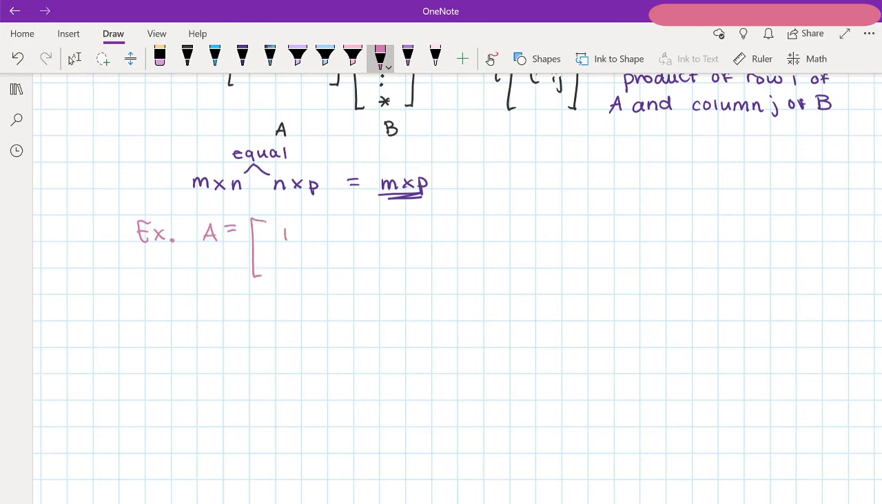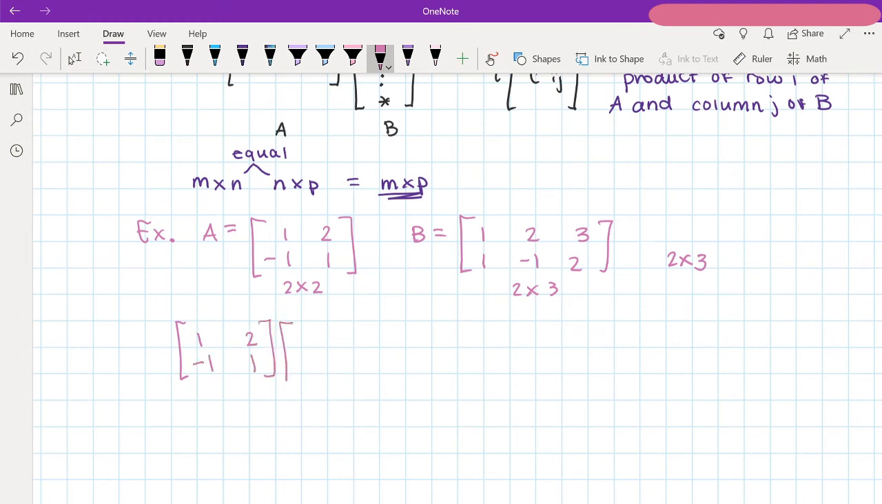So in our example, we're going to have A, which is a 2 by 2 matrix, also known as a square matrix. This is 1, 2, minus 1, 1. And we're going to have B, a 2 by 3 matrix, which is 1, 2, 3, 1, minus 1, 2. And so what that would mean is, since the column part of A and the row part of B are equal, we're going to be left with a matrix of size 2 by 3.